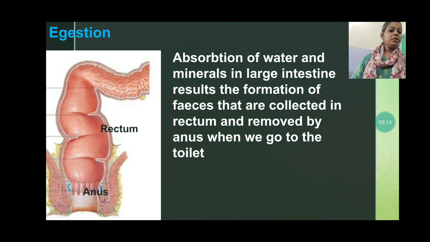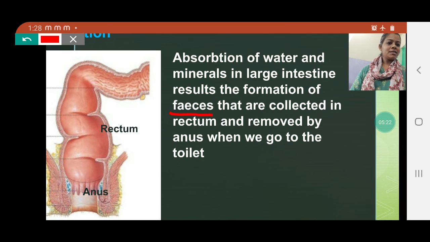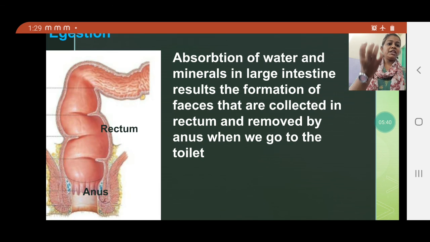Absorption of water and minerals in the large intestine results in the formation of feces. What is feces? It is an important term to note down. Feces are the waste material that comes out with the help of the anus whenever you remove waste. These feces are collected in the rectum. It takes 24 to 30 hours to collect the undigested food over there, and once it is filled, we discharge it when we go to the toilet, and at that time it comes out from the rectum with the help of the anus.